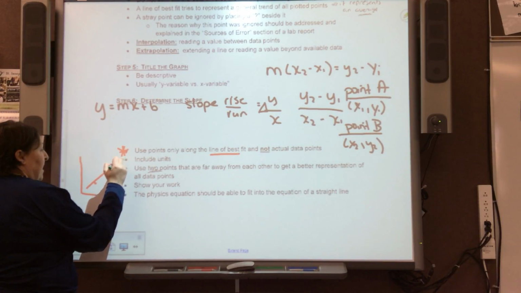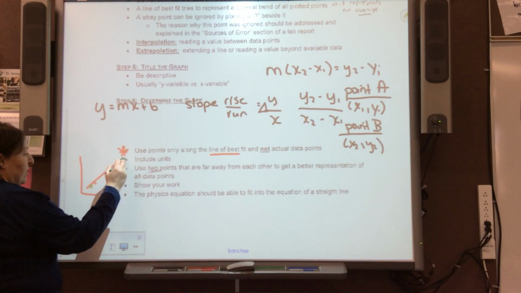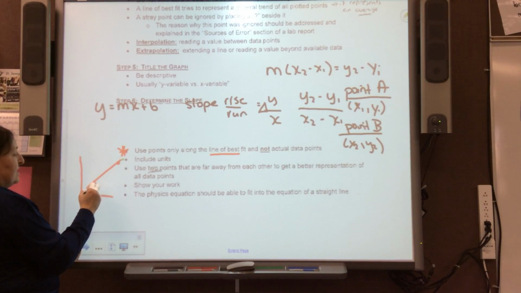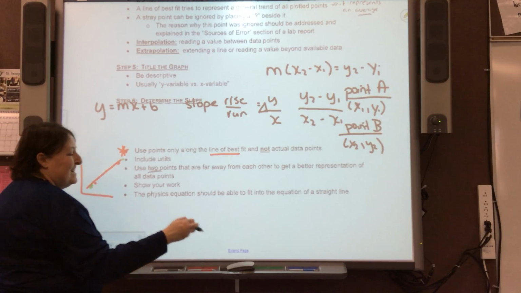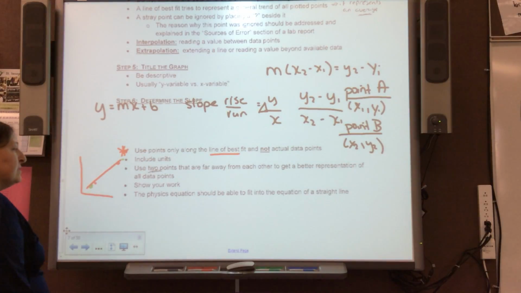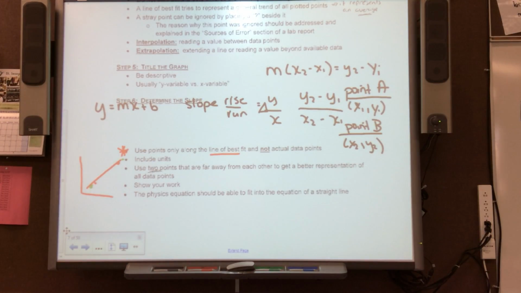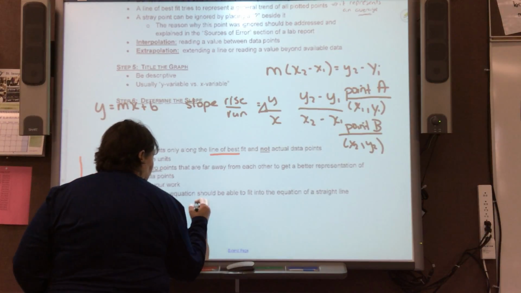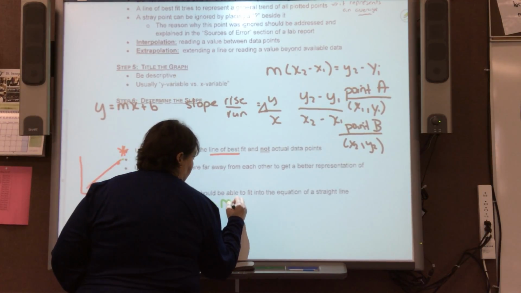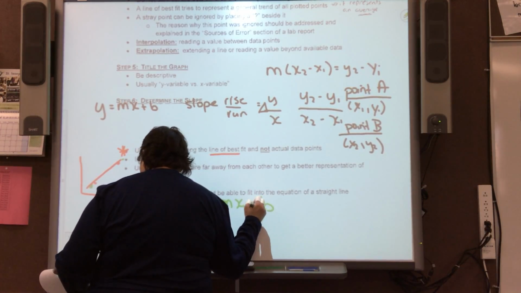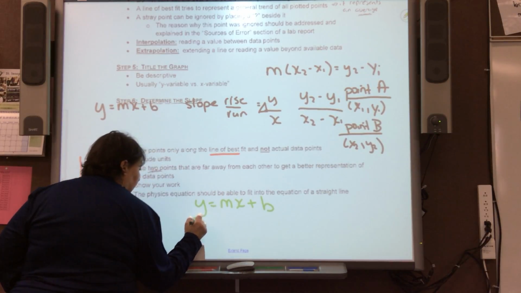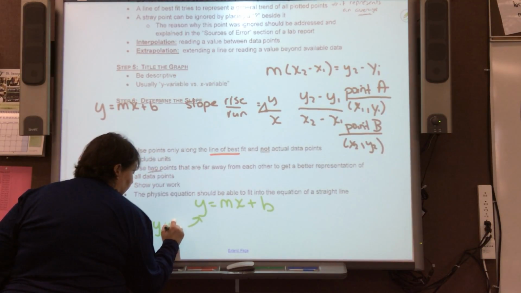On a graph like this, if green is your original data points, always use points from inside your data points. Okay? Show your work, and the physics equation will be able to fit into the straight line. So then this is going to be your y variable.